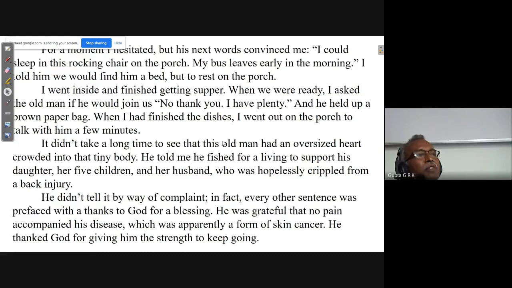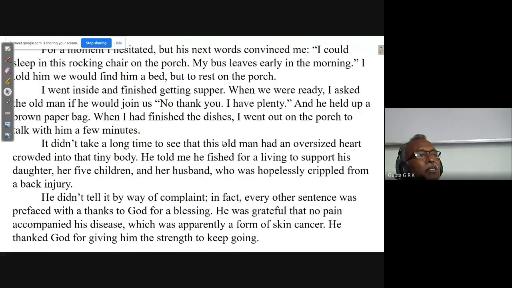I went inside and finished getting supper. When we were ready, I asked the old man if he would join us. And no, thank you, I have plenty. And he held up a brown paper bag. When I had finished the dishes, I went out on the porch to talk with him a few minutes.